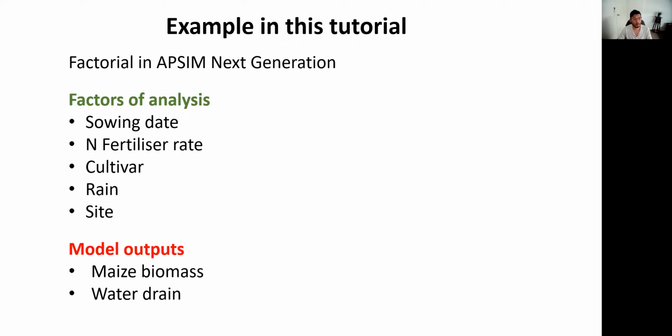we will particularly assess the contribution of each of those factors on the variance of the 2 model outputs. In the next slide, you will see things in green, which are related with the factor of analysis, and things in red, which are related with the model outputs.